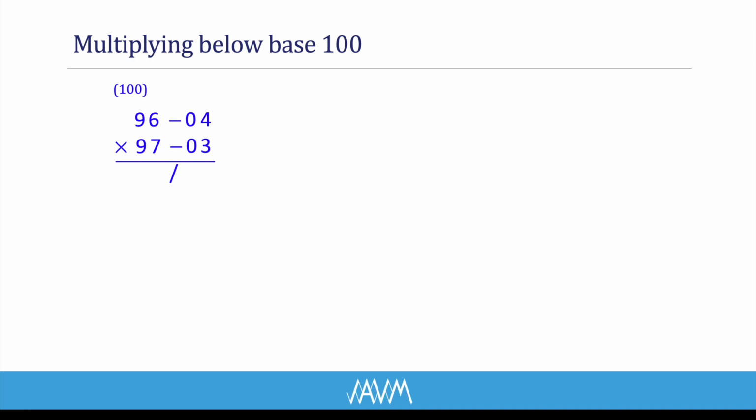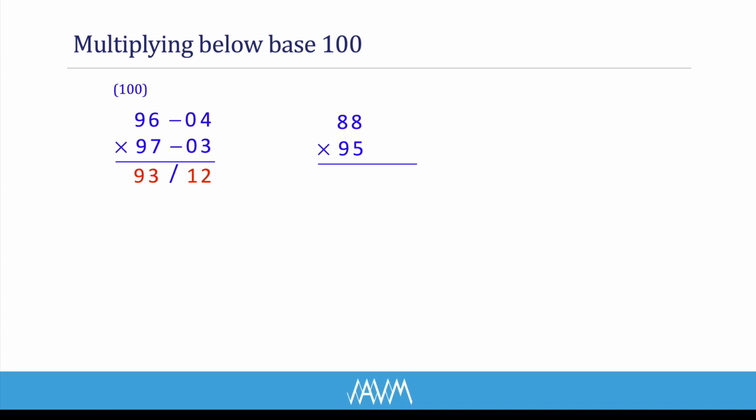Again, the answer comes in 2 parts, a right-hand part and a left-hand part. For the right, multiply the 2 deficiencies to give 12. And on the left, cross-subtract 96 minus 3 or 97 minus 4, giving 93. And the answer is 9,312.